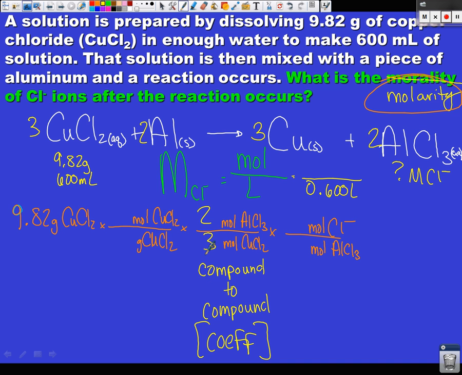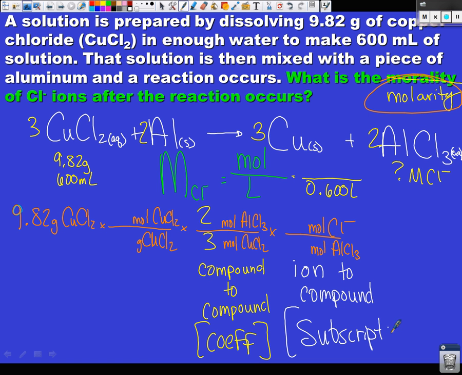Okay, let's look at the right one. Now, I know what you guys said, but I'm going to write it like this. Ion to compound ratio. Why did I say ion and not atom? Because technically, isn't it an ion? So, whoa. Where do these come from? Subscripts. So, for every 1 aluminum chloride, there are how many chlorides? There are 3.